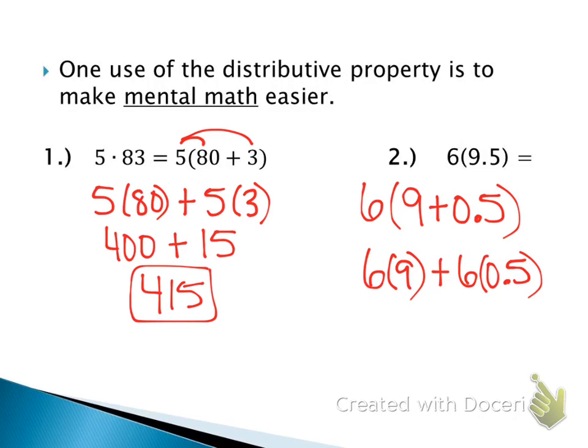What's 6 times 9? 54. Plus, what's half of 6? 3. We add them together, we get 57. So we use the distributive property to make this math a little bit easier to do.